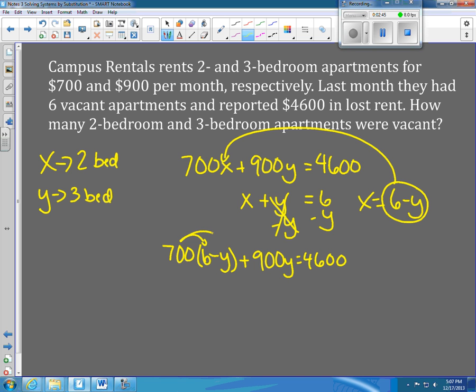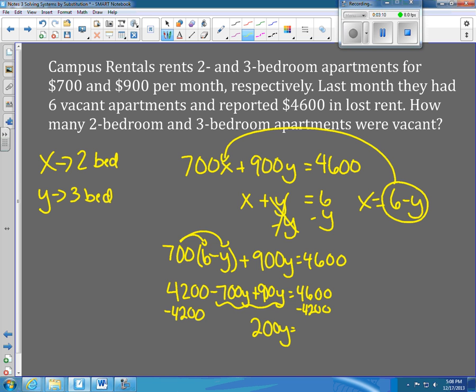Go ahead and distribute. So we get $4,200 minus 700y plus 900y equals $4,600. Our terms here, oops, that's a 900, not 90, turn into a 200y. We're going to subtract the 4,200 and subtract the 4,200, and we're left with 400. So if we divide both sides by 200, our y is 2. So there are 2 3-bedroom apartments that were left open.